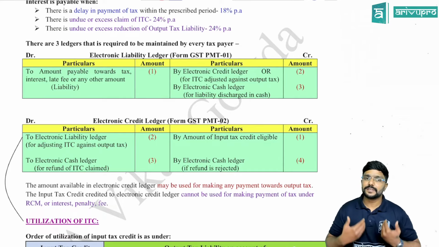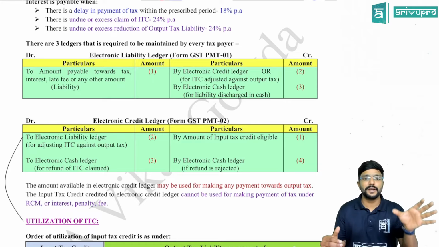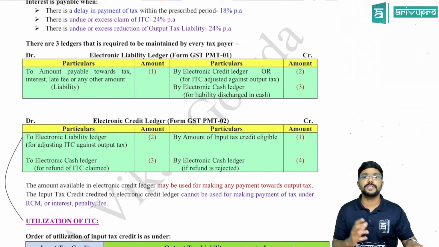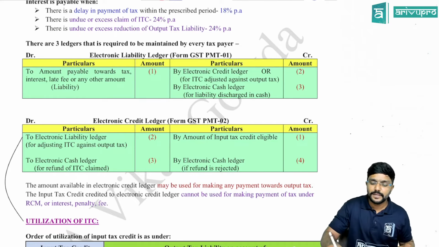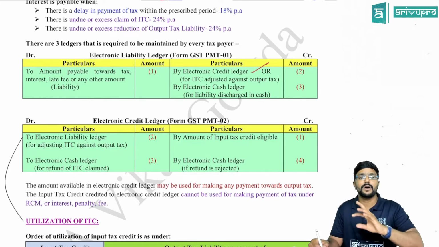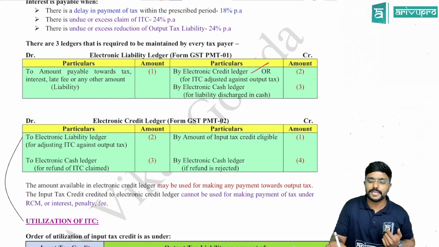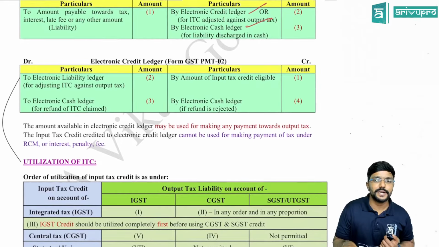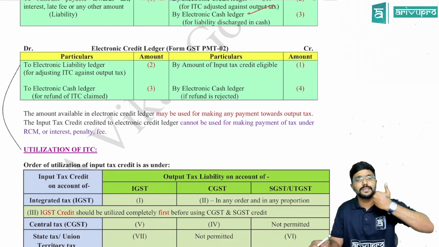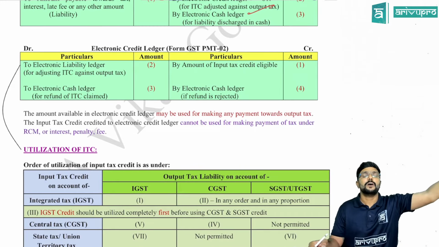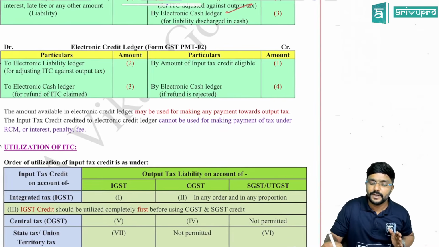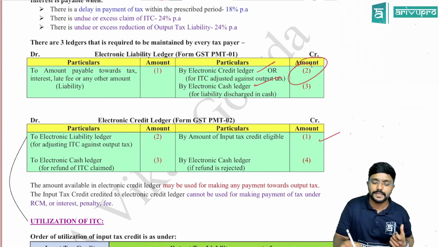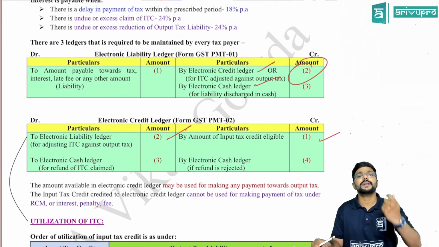Then coming to the ledgers, the electronic liability ledger has to be maintained in GST PMT-01 format. Any amount which the person is liable to pay under GST will be debited here, and how he pays it will be credited. That is, if he is using the electronic credit ledger balance, then that account will be credited, or else the electronic cash ledger if he is paying the amount through the electronic cash ledger. Then coming to the credit ledger, whatever input tax the person has paid on his inward supply on which he is eligible to take input tax credit will be credited here, and when he uses it to pay his output tax, it will be debited in the electronic credit ledger.